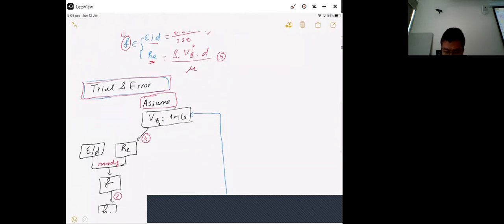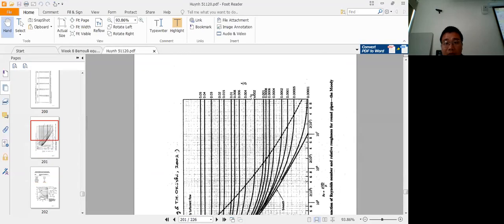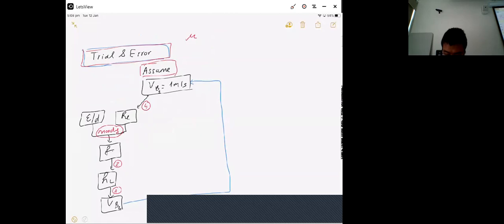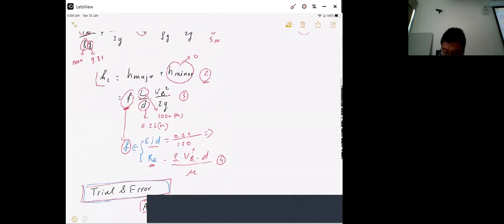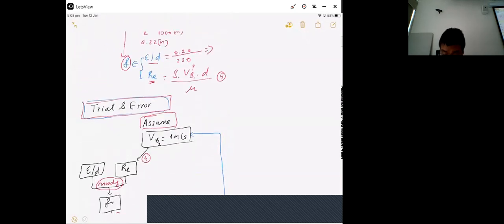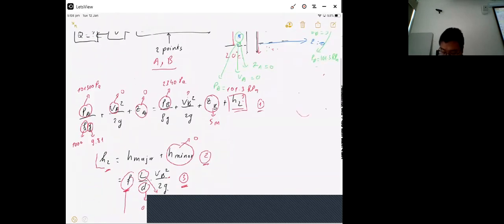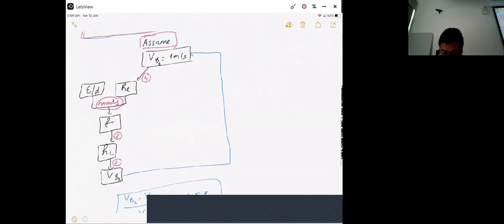So based on epsilon over D and Reynolds number and the Moody diagram, you can find F. The Moody diagram is this one. Epsilon over D and Reynolds number, you can find F. When you have F, based on equation 3, you can find SL. Equation 2, you can find SL. And when you have SL, based on equation 1, you can find VB. And VB will be the input of the next loop.